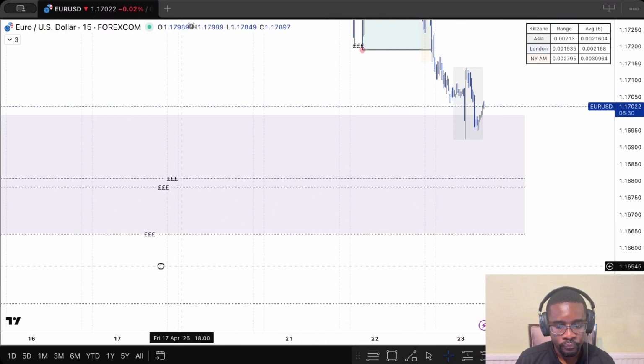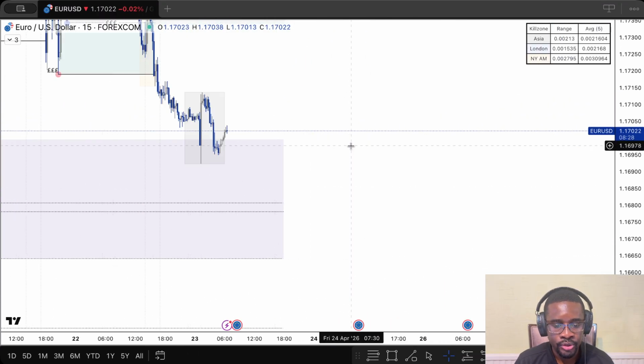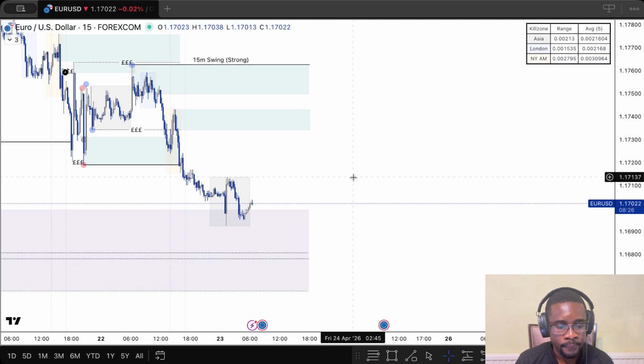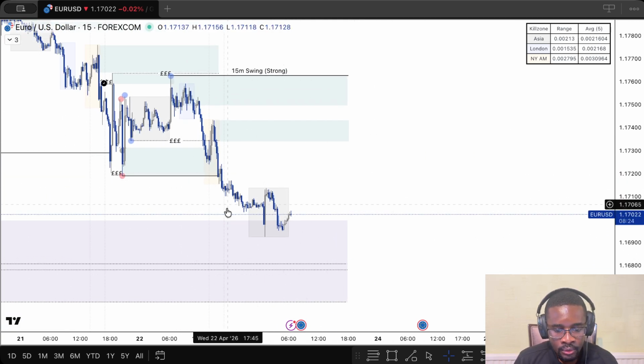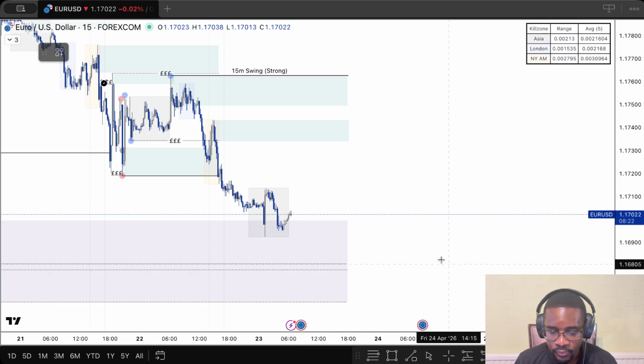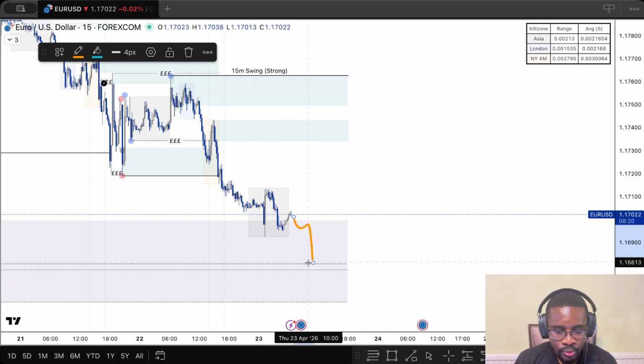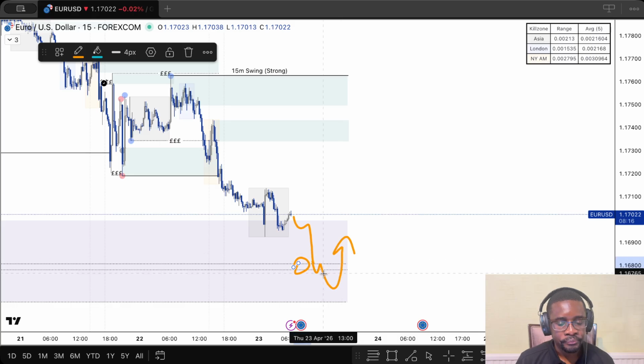Okay. So price could reach into here. Okay, so this is what I'll be looking at. So expectation will be for price to continue, sweep these lows, okay, and then we'll really possibly have some kind of reaction to the upside.